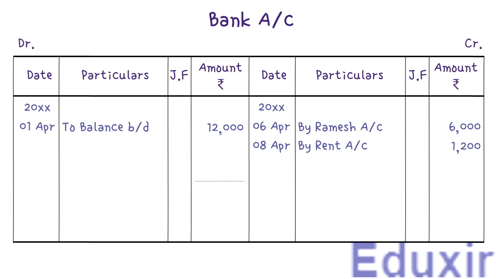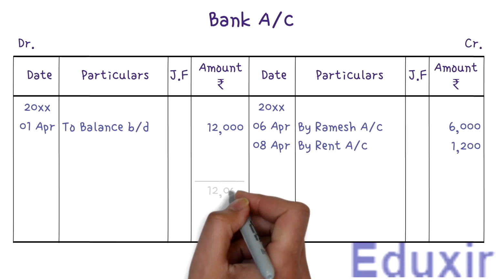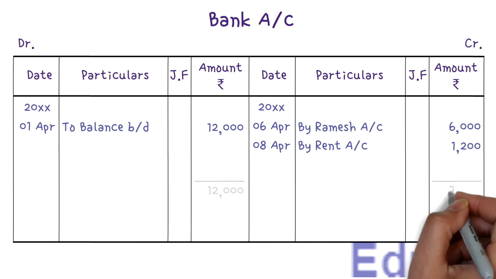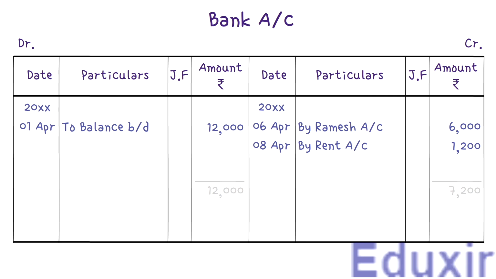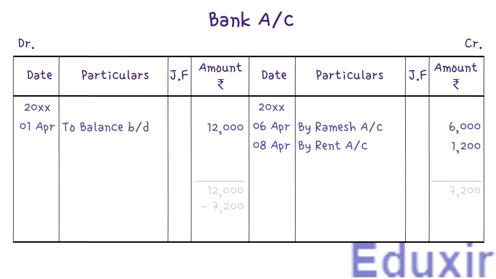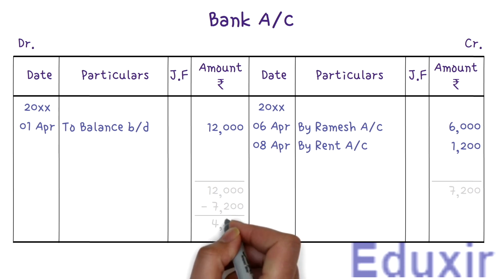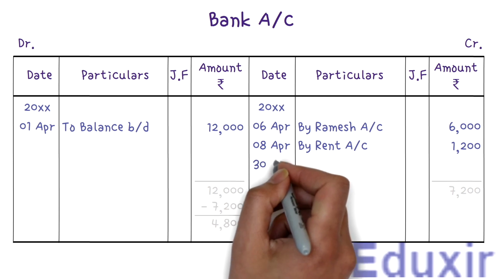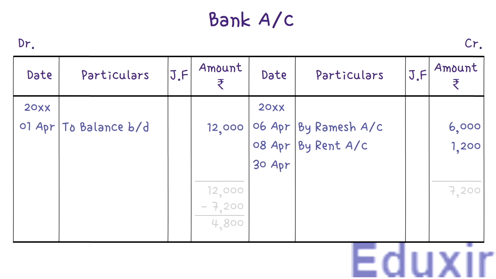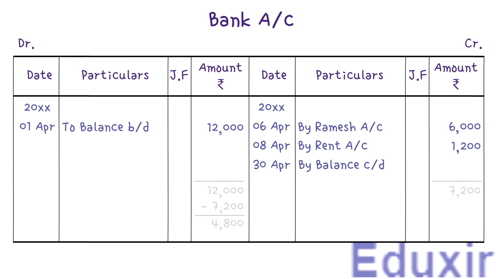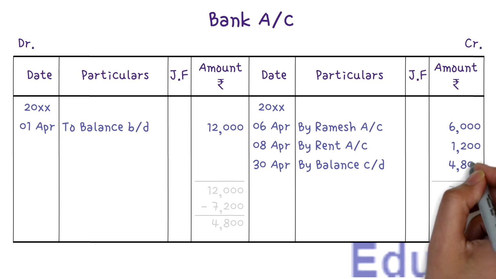The total on the debit side is 12,000 rupees. Similarly, the total on the credit side is 7,200 rupees. From 12,000 rupees, if you subtract 7,200 rupees, we get 4,800 rupees. This is the debit balance and should be written on the credit side. Let us first write the date as the last day of the month. Let us then write by balance carried down in the particulars column. Let us then write 4,800 rupees in the credit amount column.